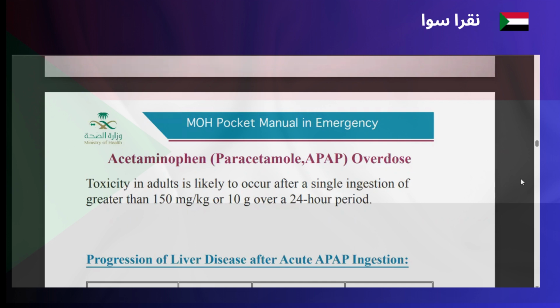Toxicity in adults is likely to occur after a single ingestion of greater than 150 milligrams per kg or 10 grams over a 24-hour period.